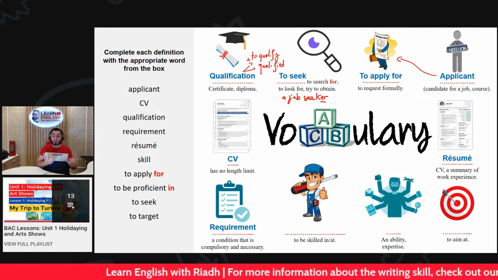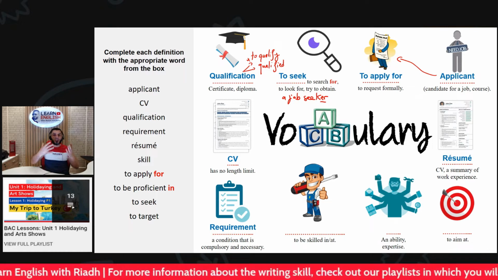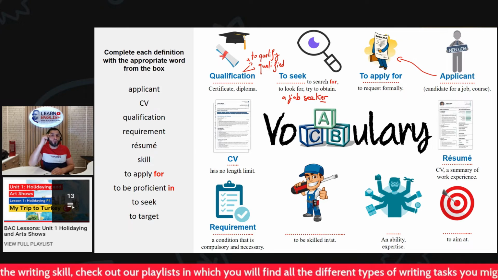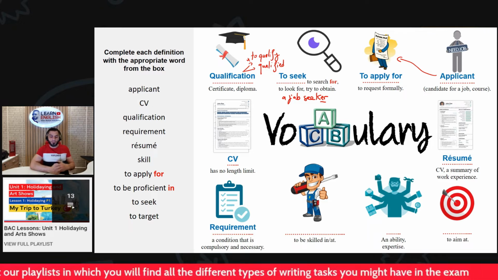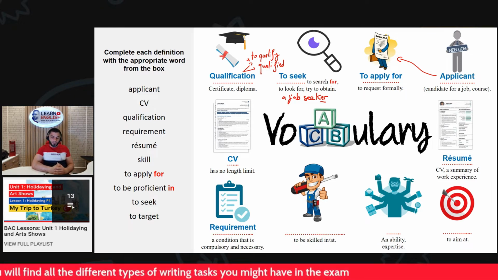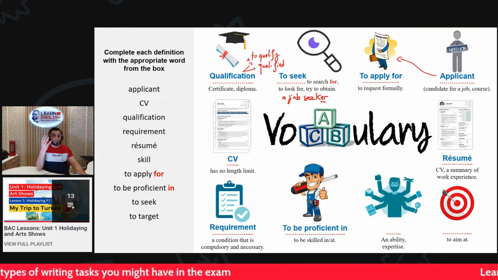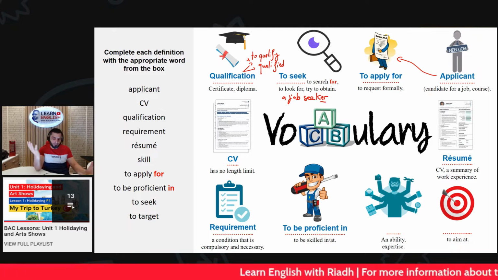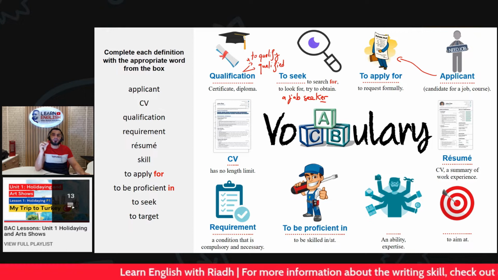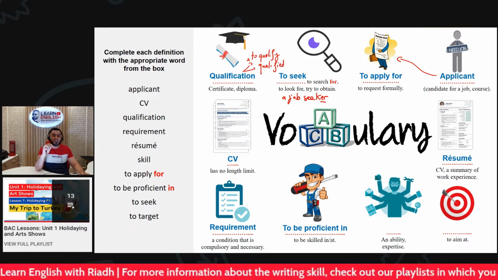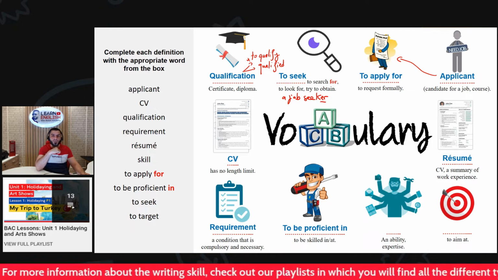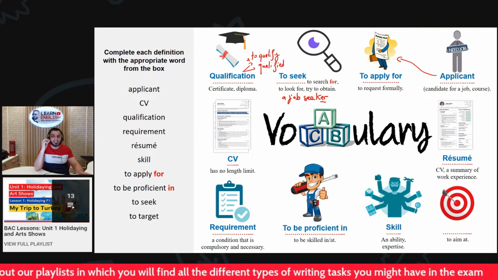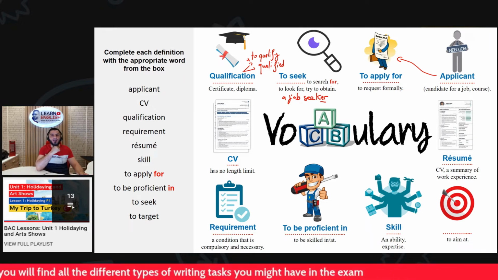All companies, or the majority of companies around the world, require that you have a very good level of English. So English here is one of the requirements needed to be eligible for the job. So you also need to be proficient. You need to be proficient in English to be able to be hired in that company. So to be proficient in means to be skilled in doing something. It means that you have the ability or the expertise or the skill to do a particular job.